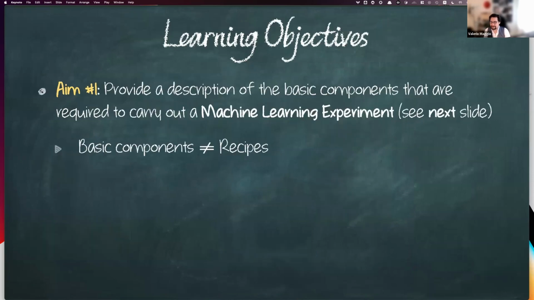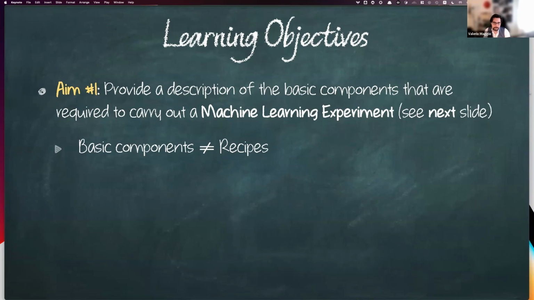I have essentially two main objectives with this talk. The first one is to provide you some descriptions of the basic components that are required to carry out a machine learning experiment. And we will understand in a second what I mean by that. What I would like to provide you is an overview of the basic components, not just recipes. So just to understand the very, very basics.